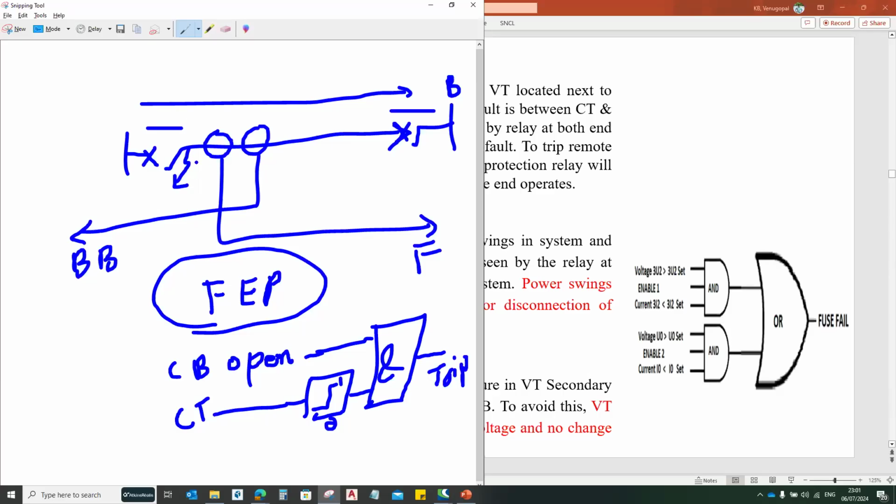So in that condition, I want to clear this fault. I need to send this information to the remote end by using intertrip. By using this intertrip, the remote end relay will receive the signal and give a tripping command. So if the CB is open and the CT is still measuring the fault current, and both conditions are met, then it will send the feeder end fault protection operated signal to the remote end, and it will trip the remote end circuit breaker as well, so that the fault will be cleared.